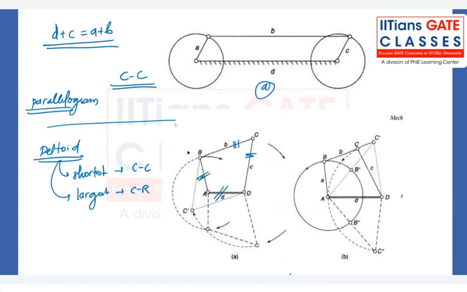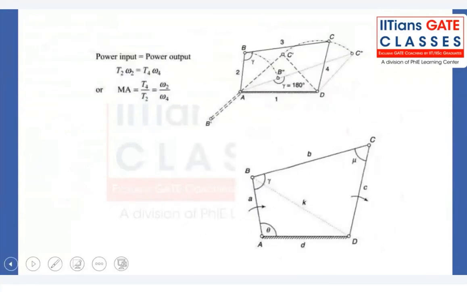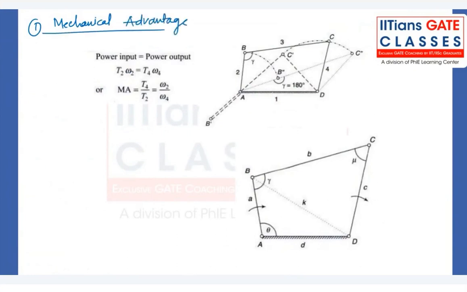Four-bar chain. Now let's try to understand some terminologies of the 4-bar chain before we jump into the slider crank mechanisms. The first concept is mechanical advantage. What is mechanical advantage? Mechanical advantage of a mechanism is the ratio of output force to the input force, or output torque to the input torque.